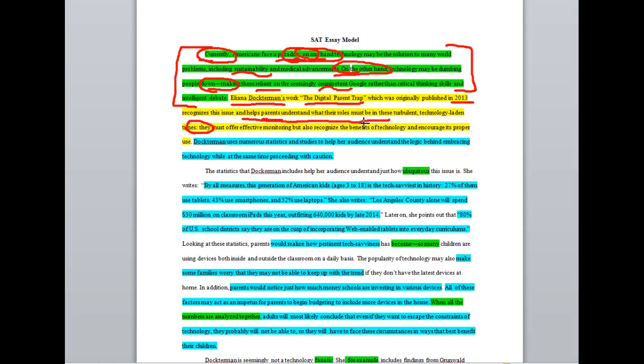Then you need to go right into your thesis. Dr. Min uses numerous statistics, so that's the first device, and studies, the second device, to help her audience understand the logic behind embracing technology while at the same time proceeding with caution. So you have the what, and then right here is the why. Why did she do that?